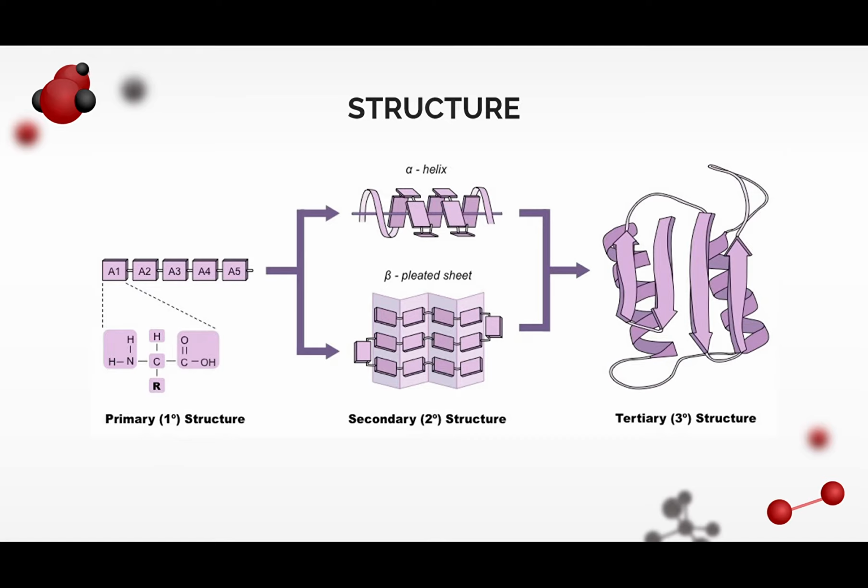Exactly, so here you see the possible structures of a protein. The primary structure is simply the amino acid chain, and the secondary structure is the formation of hydrogen bonds between the different parts of the chain. So you have two possible shapes depending on the amino acid: the alpha helix and the beta pleated sheets.